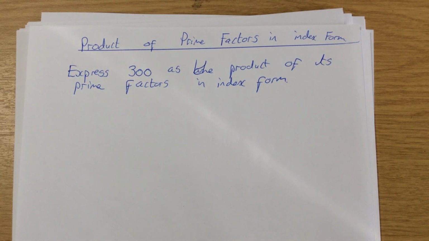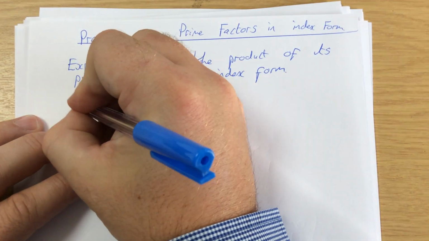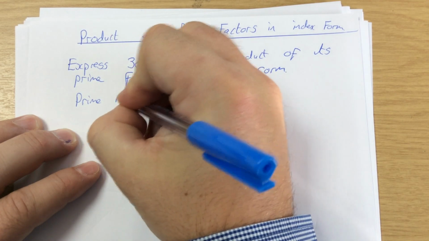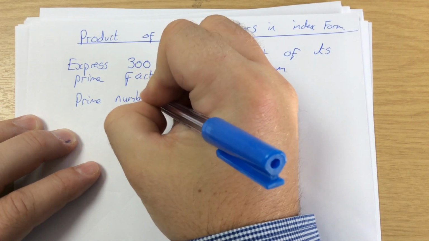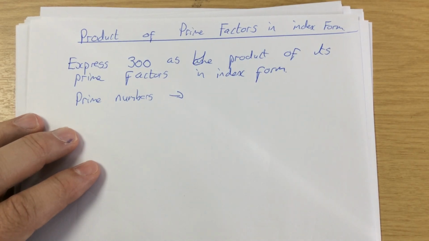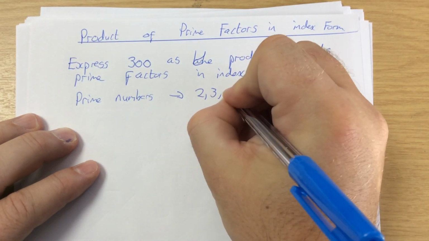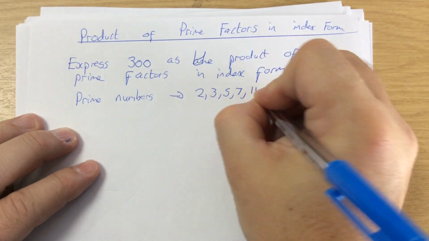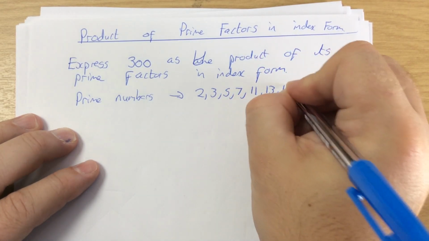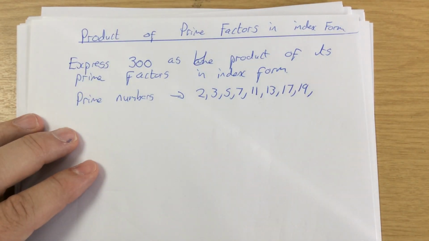Right, product of prime factors in index form. When I say to express 300 as the product of its prime factors in index form, you've got to divide by prime numbers. So the first thing you're thinking of, what are the prime numbers? A prime number is a number that only one and itself go into. So the prime numbers would be 2, 3, 5, 7, 11, 13, 17, 19, etc. Because only one and itself.